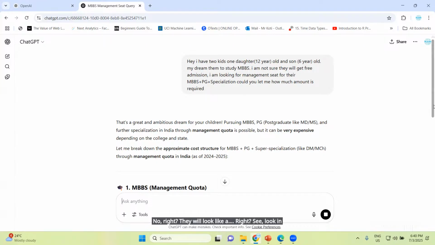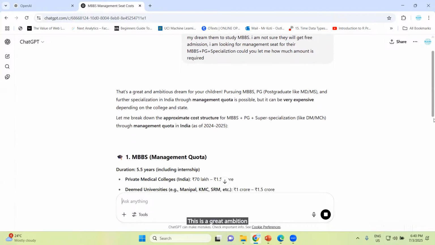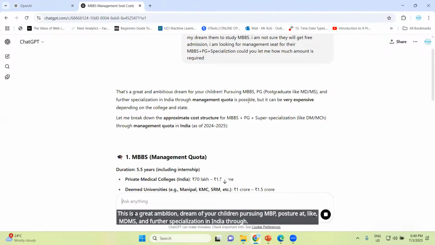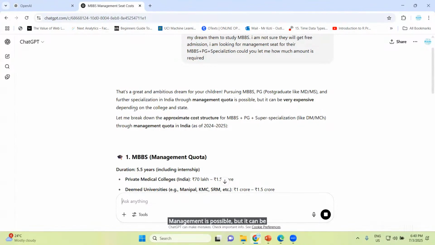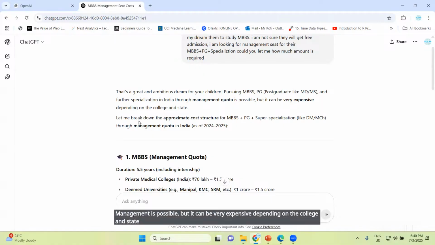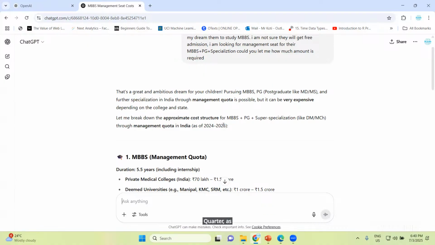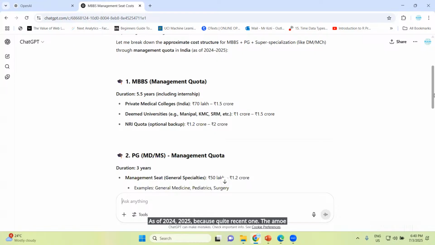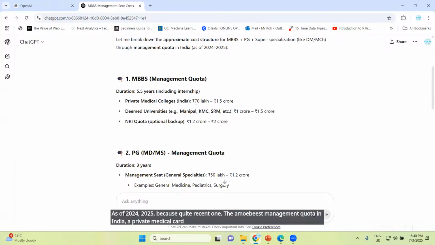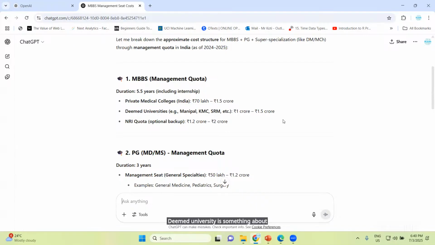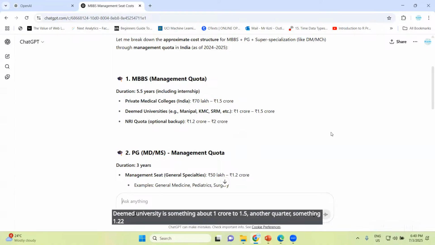This is a great ambition, a dream of your children pursuing MBBS, PG, postgrad like MD, MS, and further specialization in India through management is possible, but it can be very expensive depending on the college and state. Let me break down the approximate cost for MBBS quota as of 2024-2025, because it's the recent one. The MBBS management quota in a private medical college is 70 lakhs to 1.5 crore. Deemed university is about 1 crore to 1.5. NRI quota is something like 1.2 to 2 crores. Let's say 2 crores, for example.